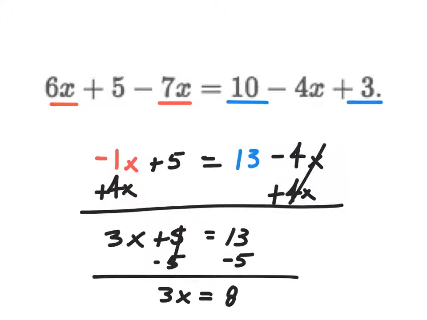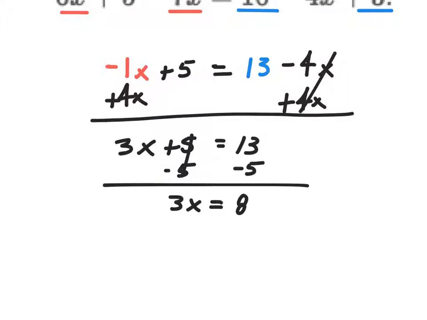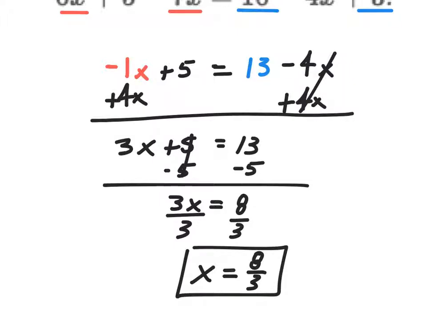Okay, and so then what I'd want to do is I'm multiplying 3 by x, so I'm going to divide by 3 and divide by 3. 8 doesn't go into 3 evenly, so we just write our solution as x is equal to 8/3. And that's it.